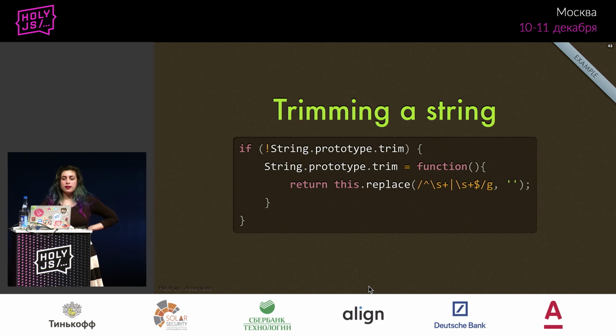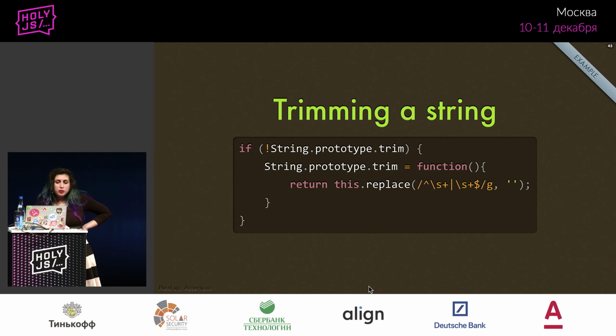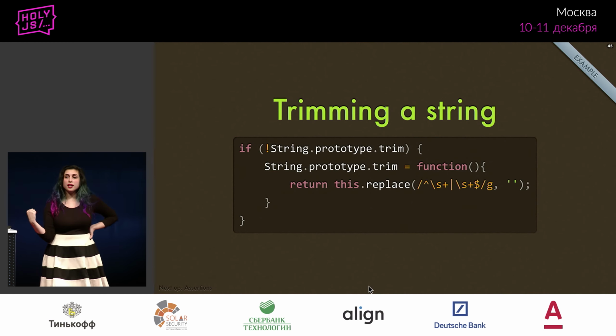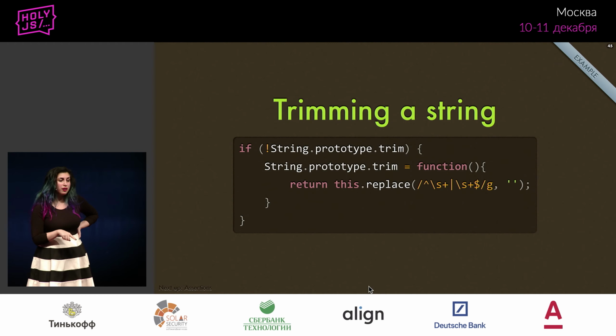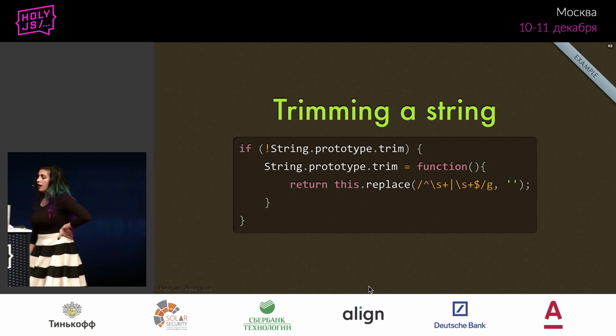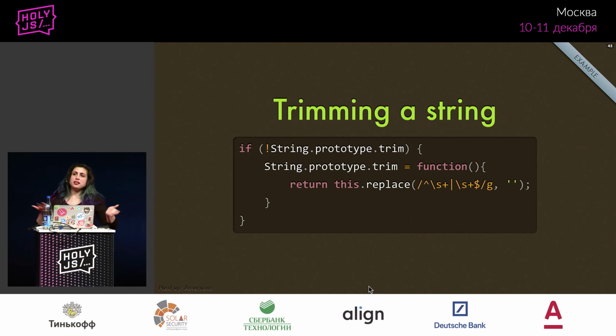In the past, where we couldn't depend on string prototype trim, this is how we used to define a polyfill for it. This is a use case for the anchors that I showed earlier, the caret and the $ sign. These days, you don't really need a polyfill because it's supported everywhere. I think even IE9 supports it. But this is what we used to do.